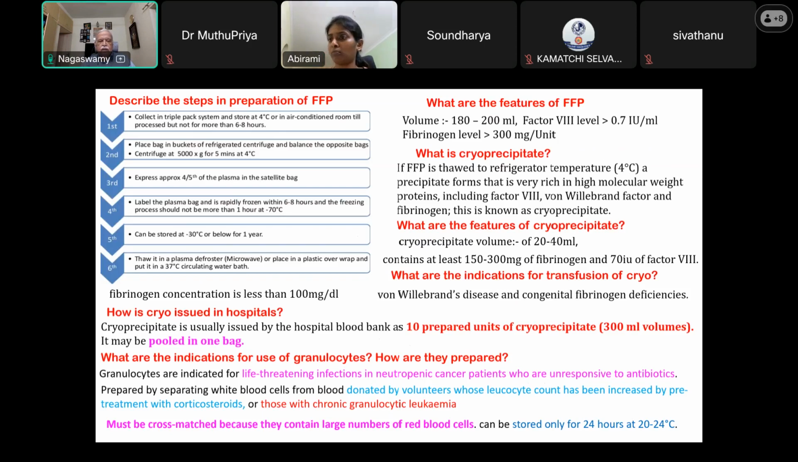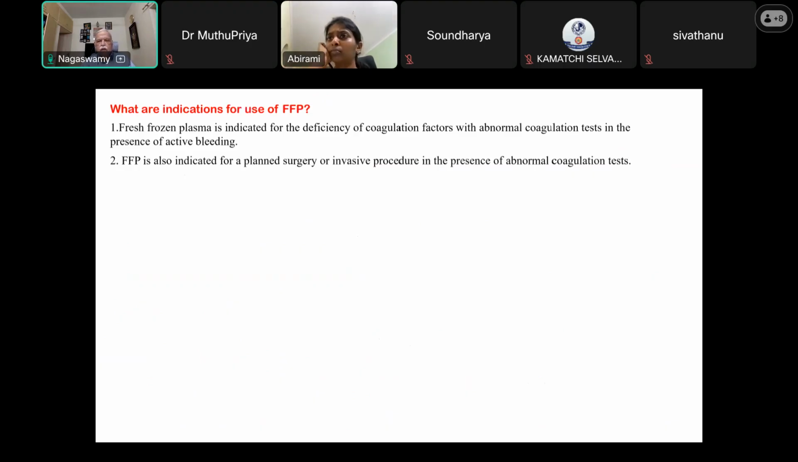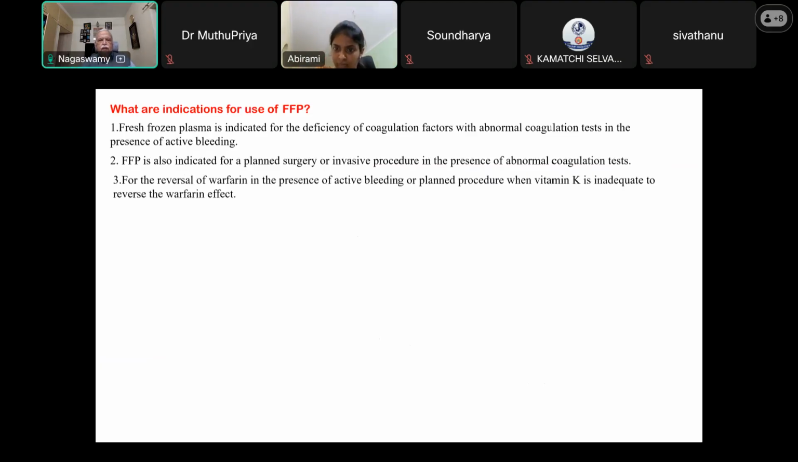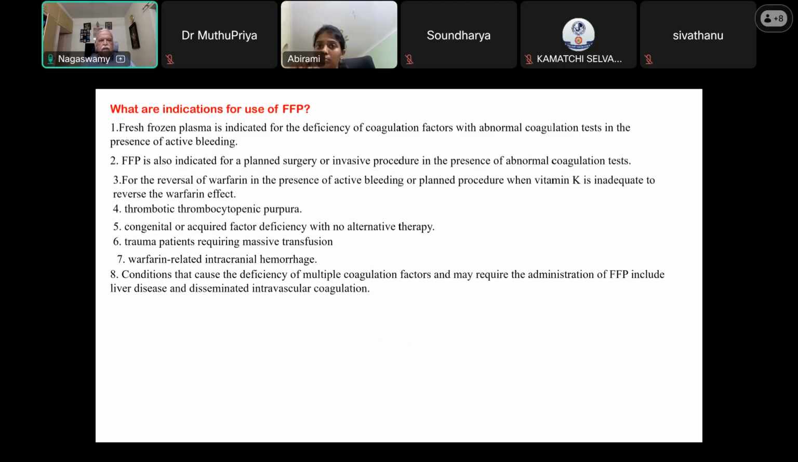Okay, this is the point about granulocytes which you have to take. The indications for use of FFP is sometimes asked as a short note by itself. Fresh frozen plasma is indicated for deficiency of coagulation factors, planned surgery with invasive procedure, reversal of warfarin in the presence of active bleeding, thrombotic thrombocytopenic purpura, congenital factor deficiency with no alternative therapy, trauma patients requiring massive transfusion, warfarin-related intracranial hemorrhages, and conditions that cause deficiency of multiple coagulation factors.